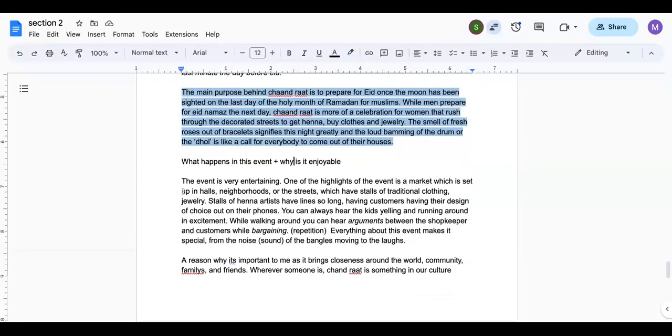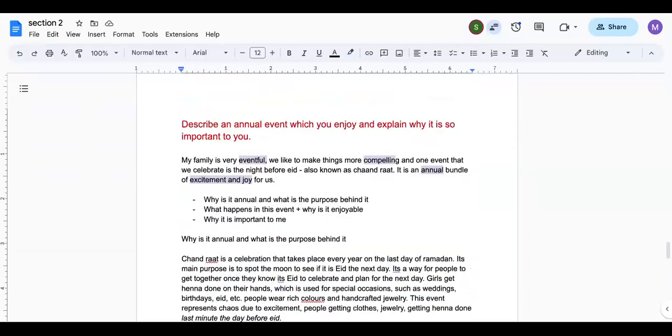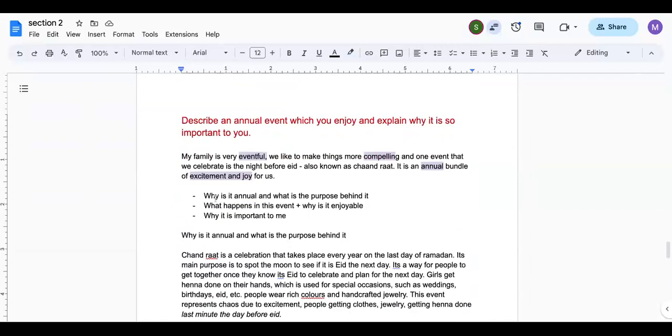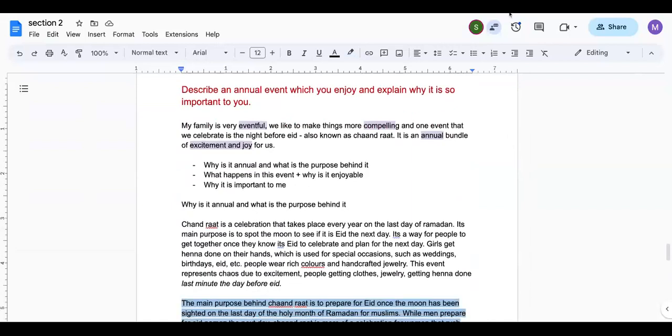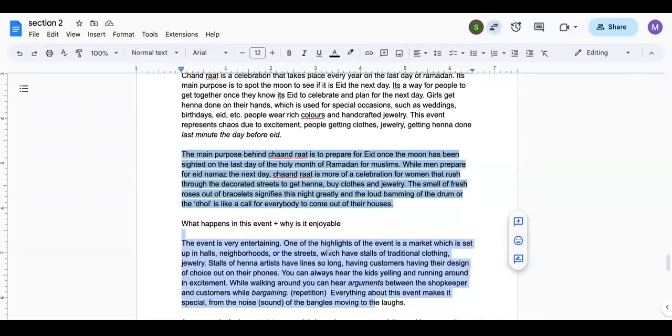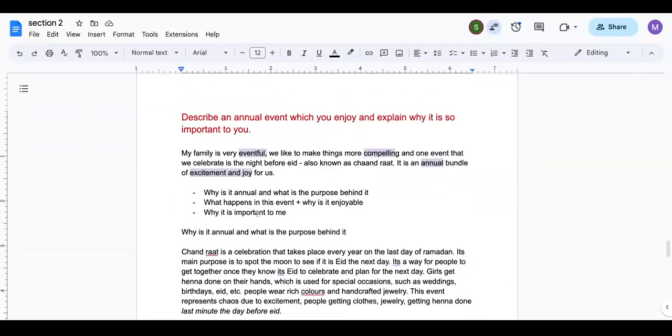Then you had to continue writing from this part. We had divided the topic, even though obviously it wasn't divided for you. You haven't been given the content pointers. So we divided it into three body paragraphs that we'll be writing. So what happened in this event? Why is it enjoyable? Why is it important to you?